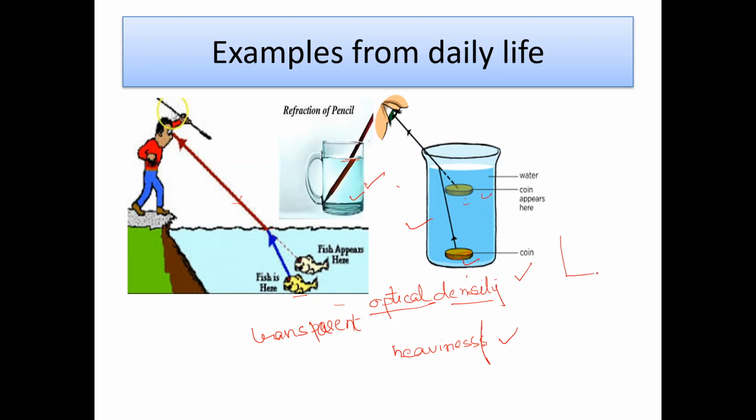As you all know, when you have water in a glass and pour some oil over it, the oil starts floating over the water. This shows that oil is lighter than water. But if you talk of optical density, the optical density of oil is more than the optical density of water. So the amount of bending of light depends on which property? The optical density of the material.